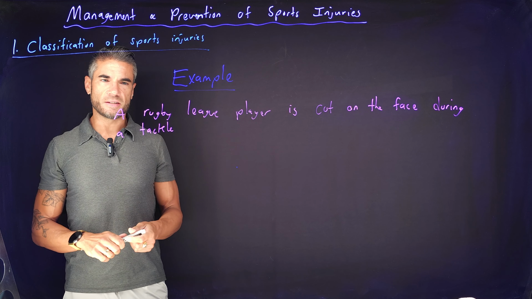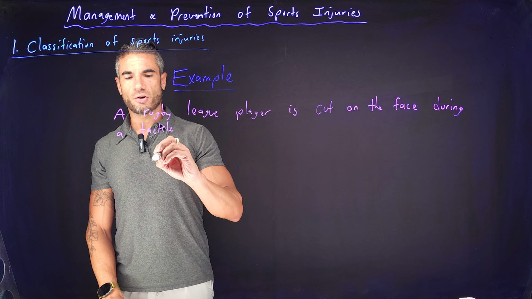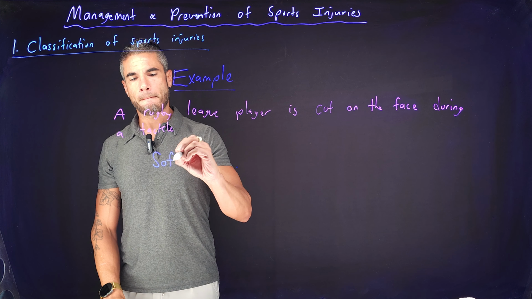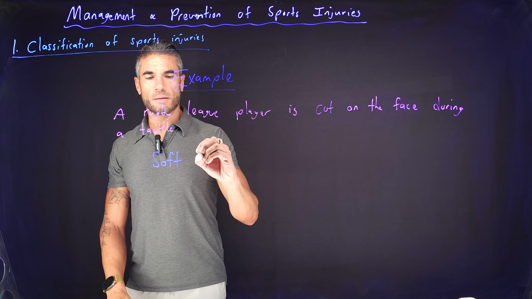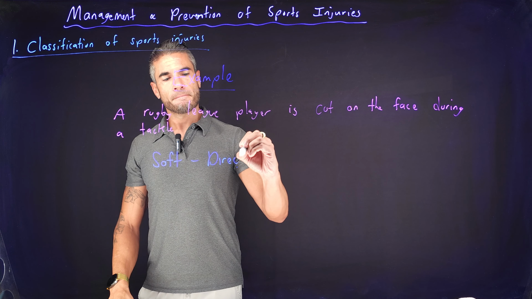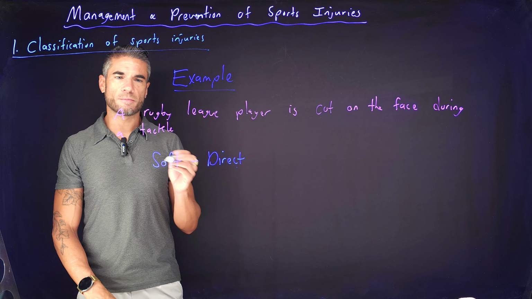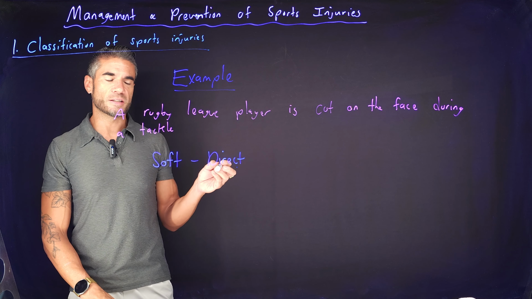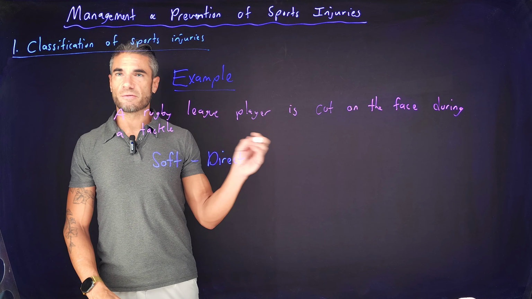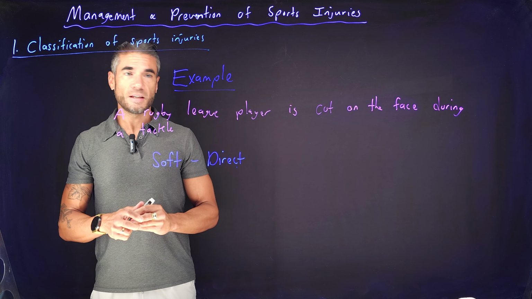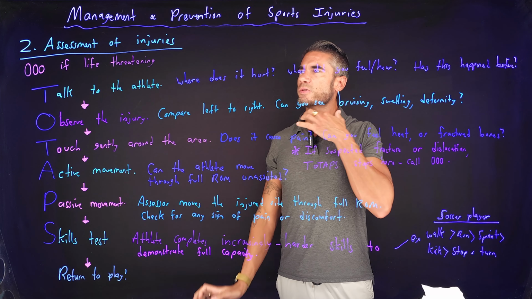How do we classify this injury? Well, it's a cut, so cuts occur to soft tissue injuries. The cut occurred from being struck by the other player, so it must be direct. And this is not an overuse injury. So in your response, you would say that the cut to the NRL player or rugby league player's face is a soft tissue injury caused from direct forces.